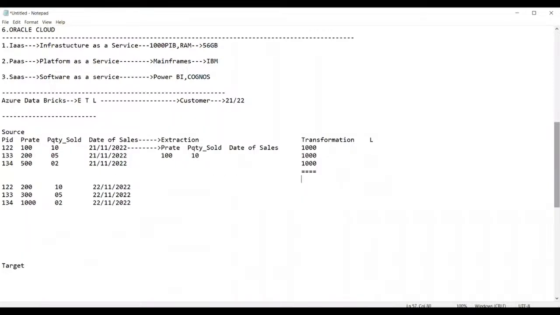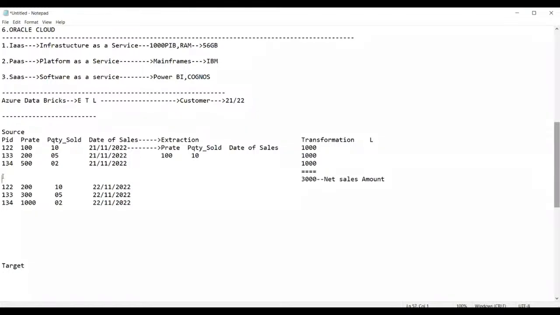Can I say that 3000 is the net sales amount? Am I right, guys? So this you are doing under the process of transformation. Now, it is done for the 21st day. What about the 22nd day? Guys, can you tell me? Please come out, all of you. Help me out in this.